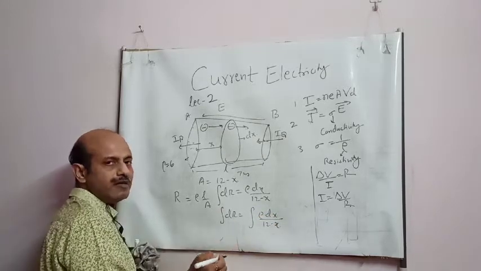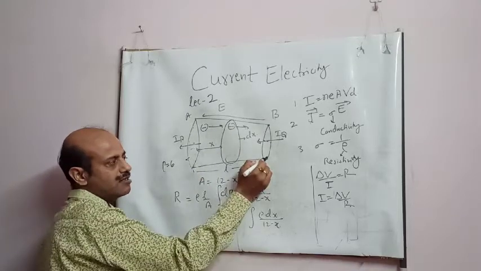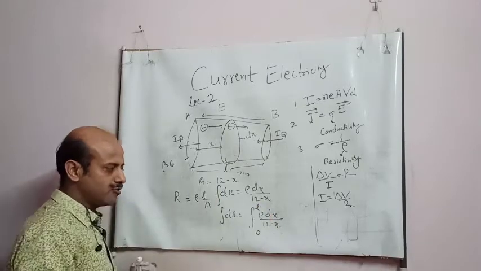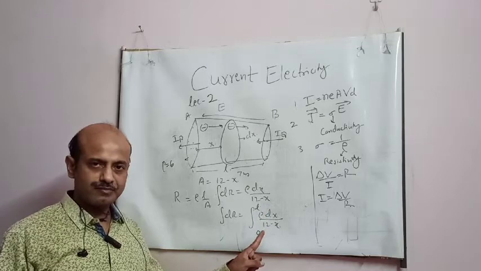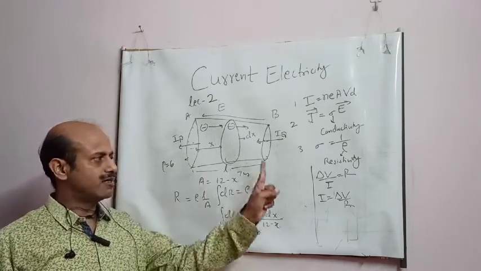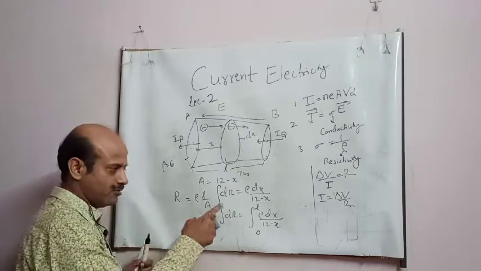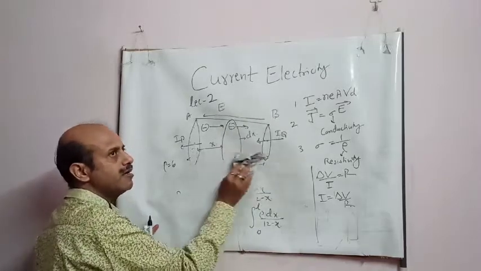Now student, what is the limit of integration? If the disc is here, x is 0, and the last disc x is L, so here you write 0 to L. Now student, it is very easy to integrate. 1 by x, it is log x. This is constant, and then you apply the limit, and you will get the total resistance of this part. Okay. So this kind of question will be solved by this method.